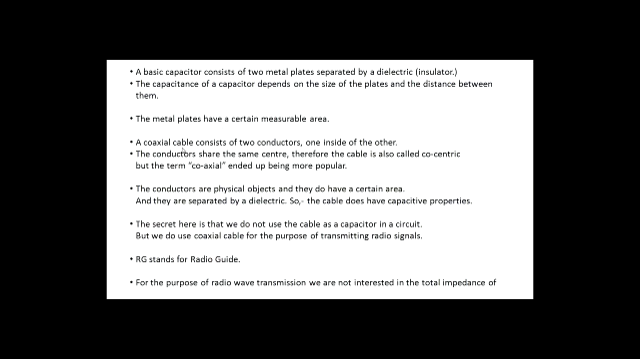A coaxial cable consists of two conductors, one inside the other. The two conductors share the same center, therefore the cable is called concentric, but the term coaxial ended up being more popular. The conductors are physical objects, and they also have a certain area, and they are separated by a dielectric. So the cable does have capacitive properties. It's just the way it is.